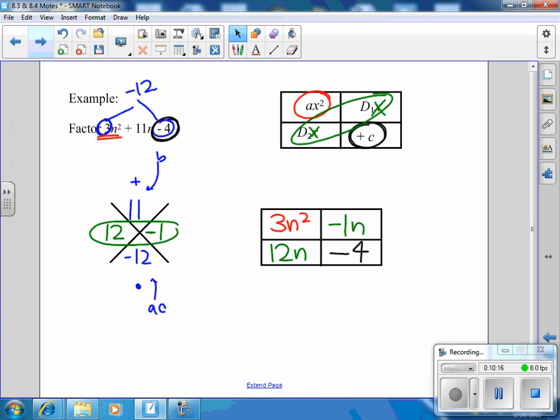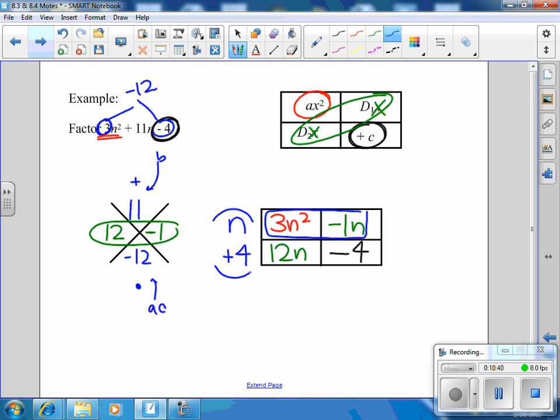And then we go through and we factor out each row. So let's just look at this first row here. What do 3n squared and negative n have in common? Number-wise, they don't have anything in common, but they each have an n. So I'm going to pull that out. And then 12n and negative 4, they have a 4 in common, and it's a positive 4. And guess what? This is one of my terms here. N plus 4.